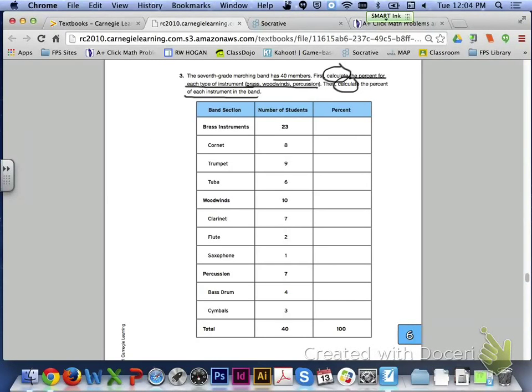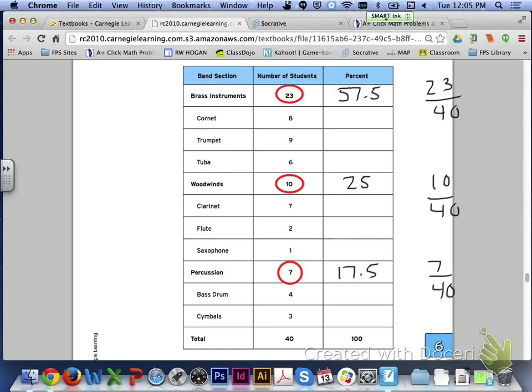Let's take a look at number 3 on page 439. It says the 7th grade marching band has 40 members. First, calculate the percent for each type of instrument, the brass, woodwinds, and percussion. Then after you are done doing that, calculate the percent of each instrument in the band. So let's take a look at the first part of number 3 that you had to answer, calculating the percent for each type of instrument.